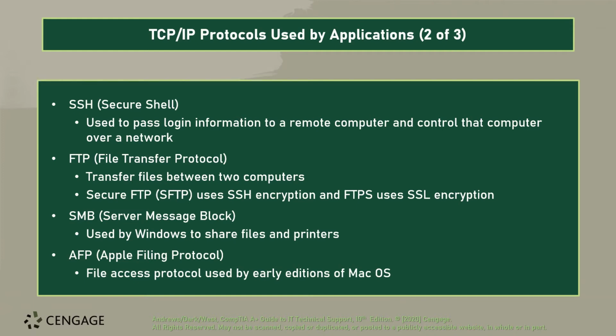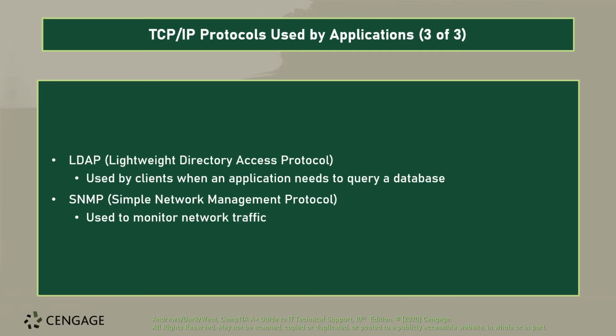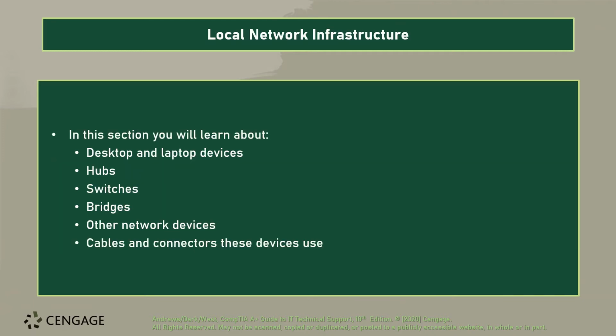SMB, Server Message Block. This is used by Windows to share files and printers. Apple Filing Protocol, AFP. This is an early Mac OS protocol that was used to do file access. LDAP, which is Lightweight Directory Access Protocol. This is used by clients when an application needs to query a database. And SNMP, Simple Network Management Protocol. This is a traffic monitor.